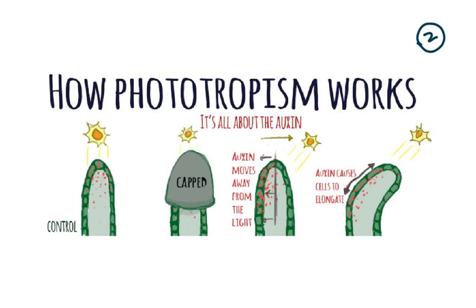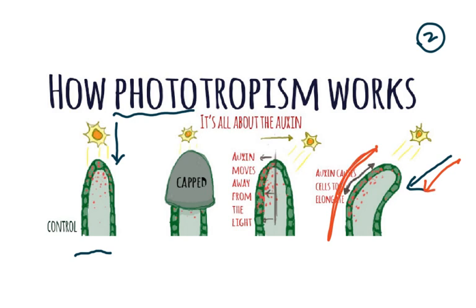Now, photo means light. Everybody knows that. So it's all about the auxin. How does it work? Number one, the light has to be unidirectional. It's coming from this side. So this is the control in which the light is coming from the top. And then if you cap it, what is going to happen? Auxin moves away from light. So auxin moves towards the side away from light, which is this side. This is the light side. So it's come to this side.